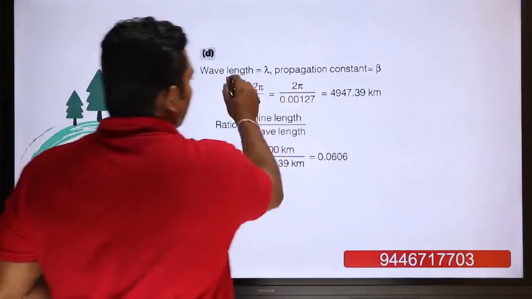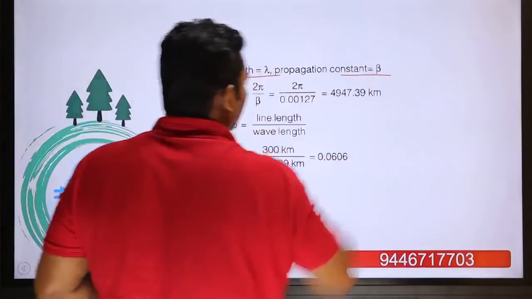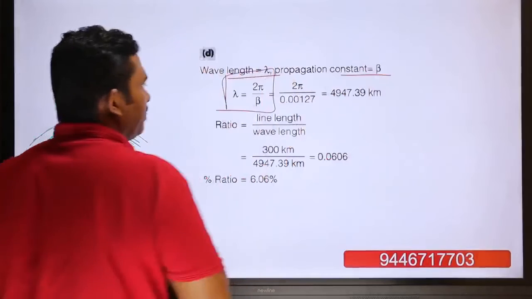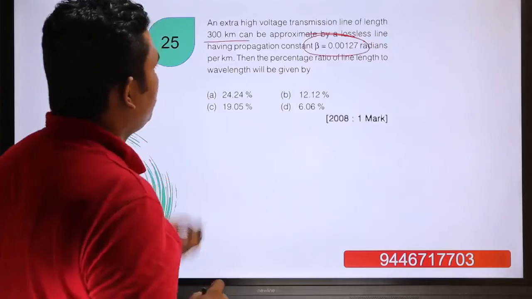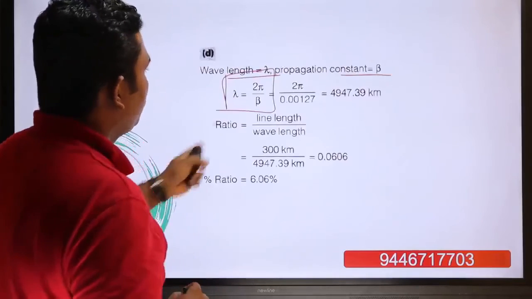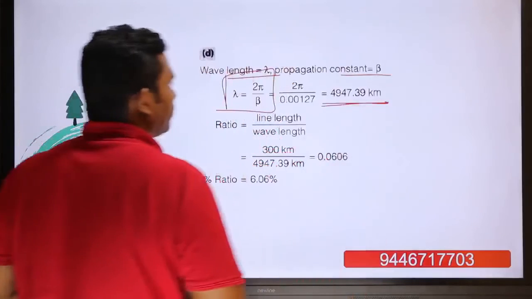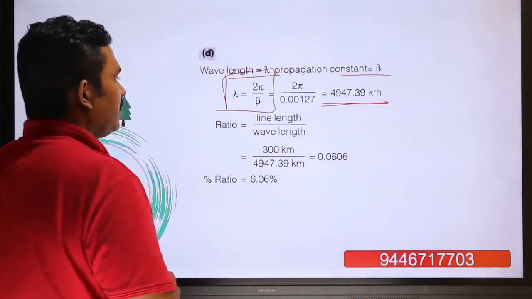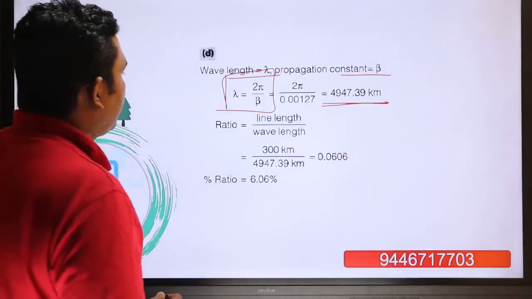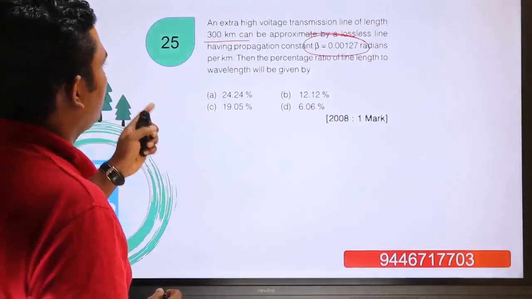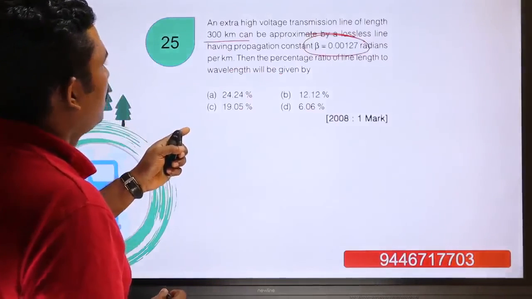So wavelength is equal to lambda and propagation constant is equal to beta. And then what is lambda? Lambda is equal to 2 pi divided by beta. The value of beta is given. So we will be able to obtain the value of lambda. So lambda is obtained as 4947.39 kilometers.